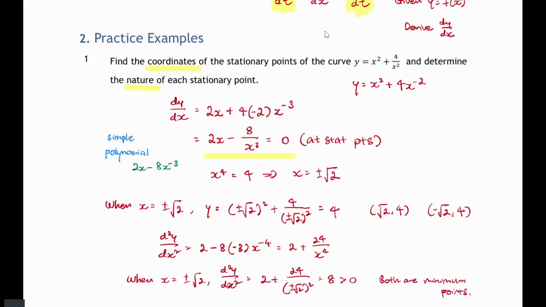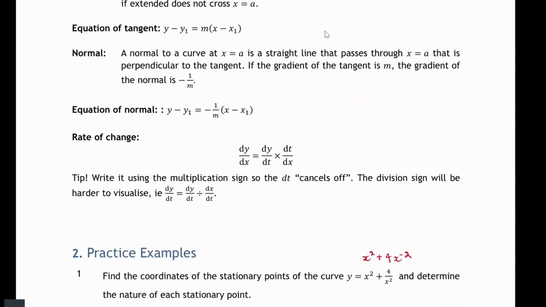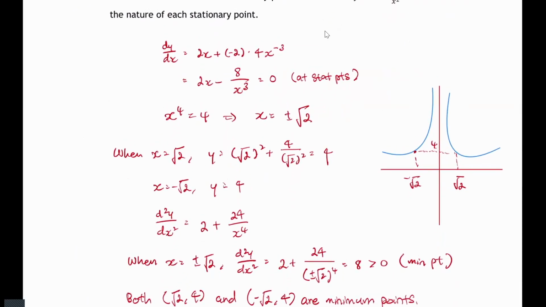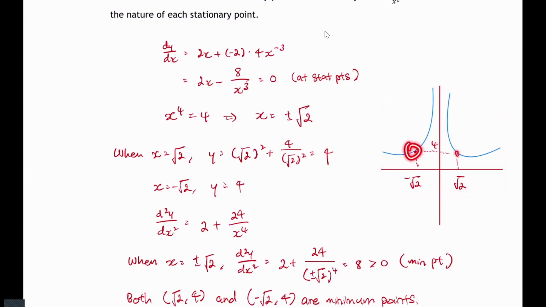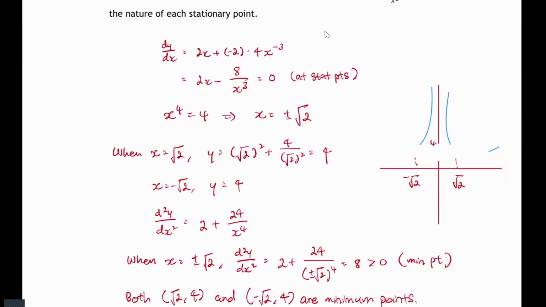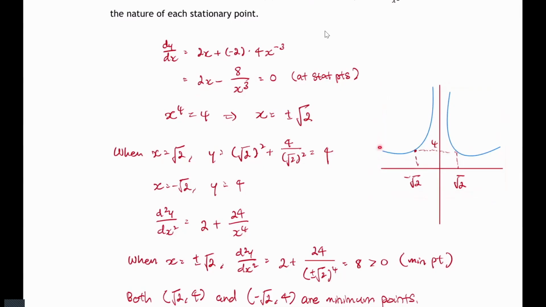Graphically, it looks something like this, even though you don't need to draw the graph. I just drew it out so that you can see. We have two minimum values at these 2 points corresponding to x equals plus or minus root 2. The y value is the same, y equals 4. Okay?